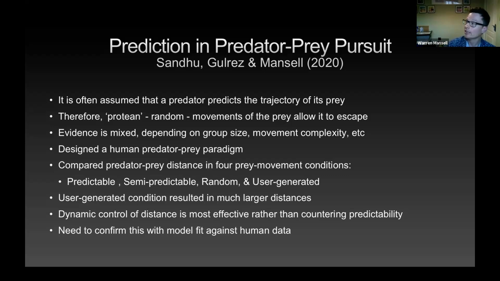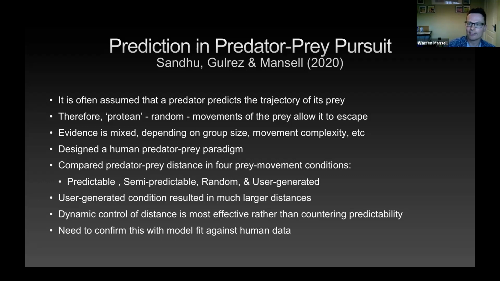Therefore it's thought that because predators are predictive, if their prey moves unpredictably, they'll find it harder to catch the prey. Actually, when you look at the literature that's already out there, it's not that convincing that moving in a so-called protean way is that much more adaptive. It depends on quite subtle things like group size and the complexity of movement. Even the evidence out there isn't that convincing that the prey is benefiting greatly from random movement.